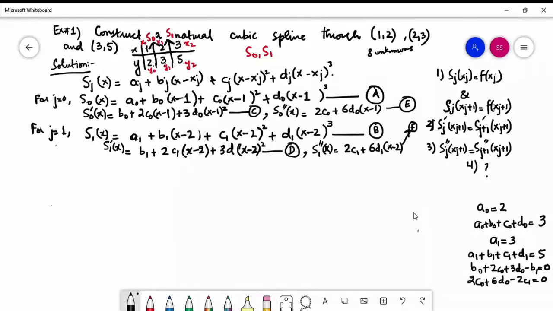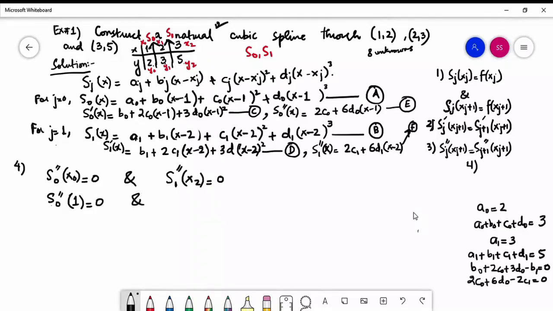Construct a natural cubic spline. Now the word natural means natural or free boundary conditions. That says that the first spline, s0, at the first point, has its second derivative equal to 0, and the last spline, s1, has its second derivative at the last point, x2, equal to 0. So s0 double dash at x0, which is 1, is equal to 0, and s1 double dash at x2, which is 3, is equal to 0.